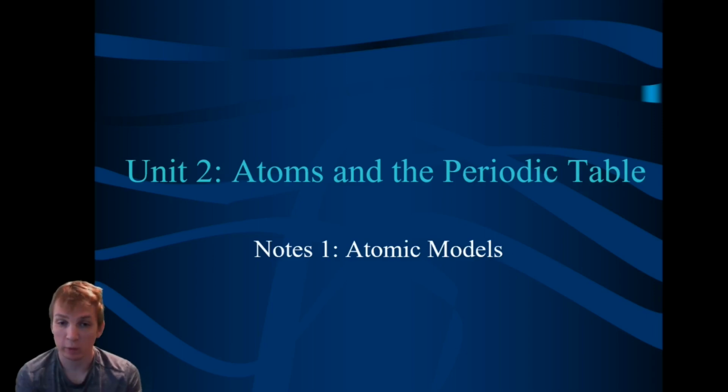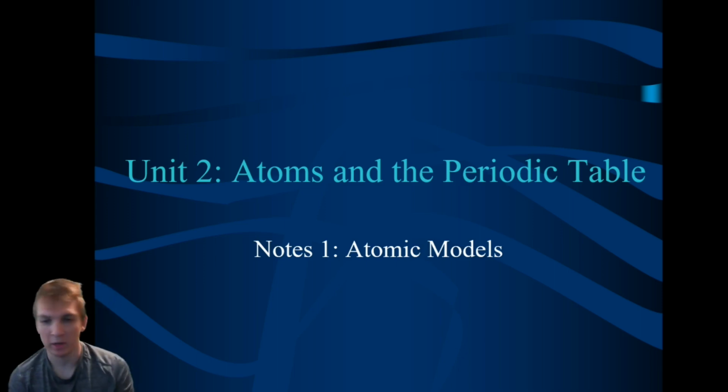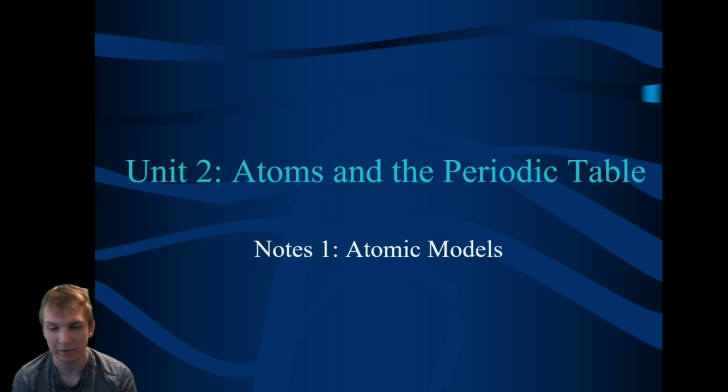All right, welcome everyone to Unit 2. We finished off Unit 1 where we talked about really important tips and tools that we use in science, including scientific method, scientific notation, all that good stuff, but we really haven't gotten into any chemistry yet. So this is what we're going to talk about in this unit. Unit 2 is all about the intro to chemistry, talking about atoms and the periodic table, which is the title for Unit 2. And specifically for Notes 1 today, we are going to talk about the atomic models.